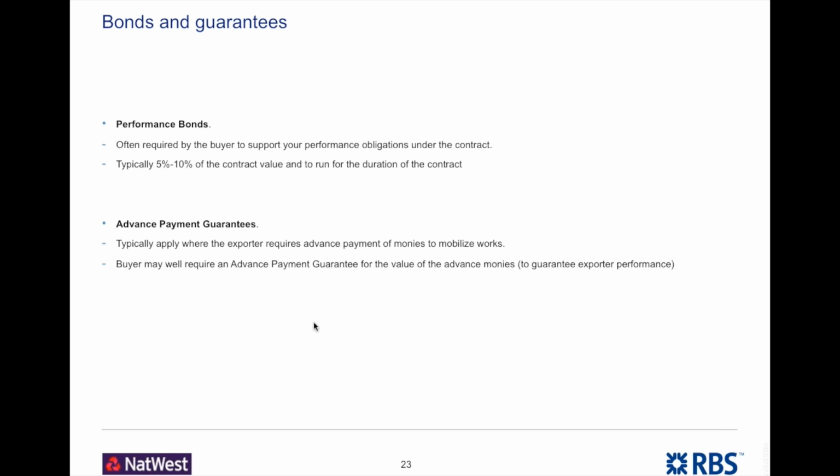Just to briefly run through the types of guarantees that may be required. Performance bonds are issued by your bank where they are required by the buyer, designed to guarantee the exporter's performance obligations under the contract, and typically value-wise could represent 5%, perhaps 10% of the contract value, and they would run for the duration of the contract. Advanced payment guarantees apply where the exporter requires advanced payment monies to mobilize works, purchases, work in progress. The buyer might well require an advanced payment guarantee for the value of the advanced monies to ensure the exporter's performance is guaranteed.